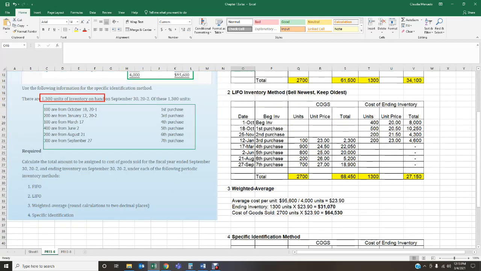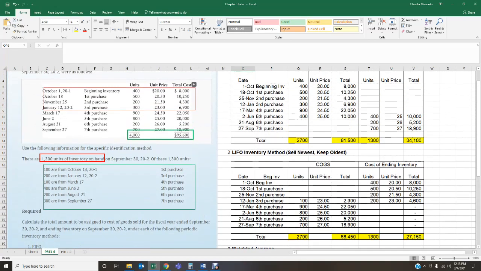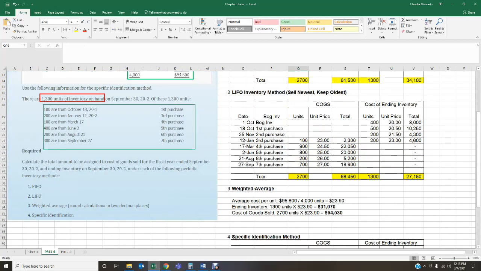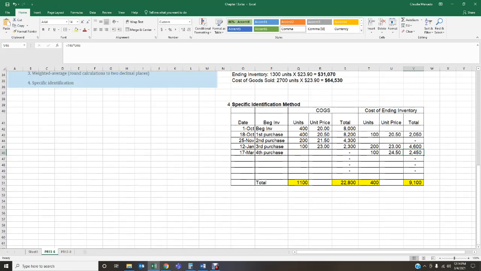Then March the 17th. What happened after January 12th? We have March the 17th. This is my fourth purchase. It says that we have 100 units remaining. This is happening on the fourth purchase at $24.50 a unit. So I have 100 units left over at $24.50.